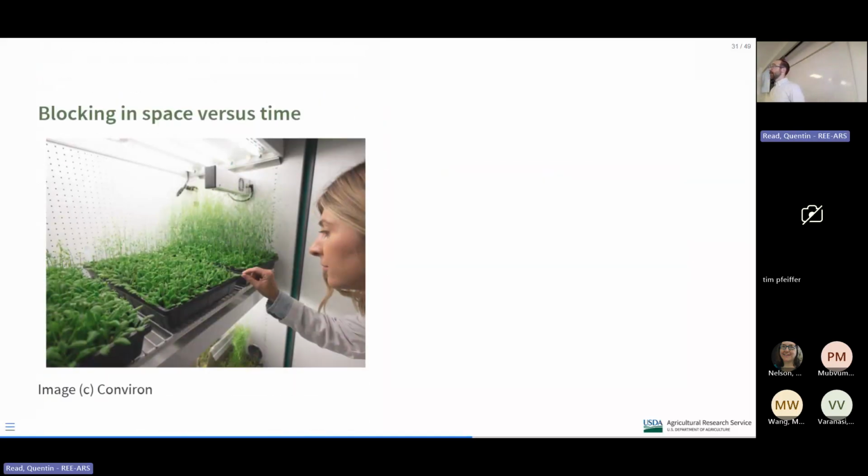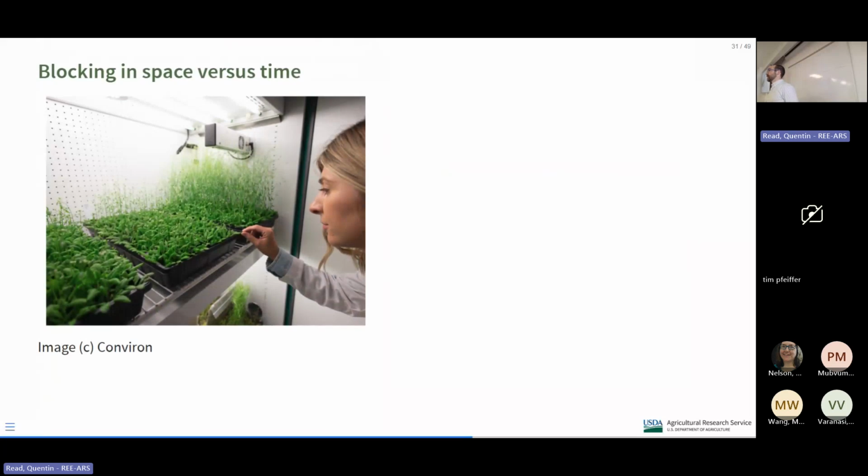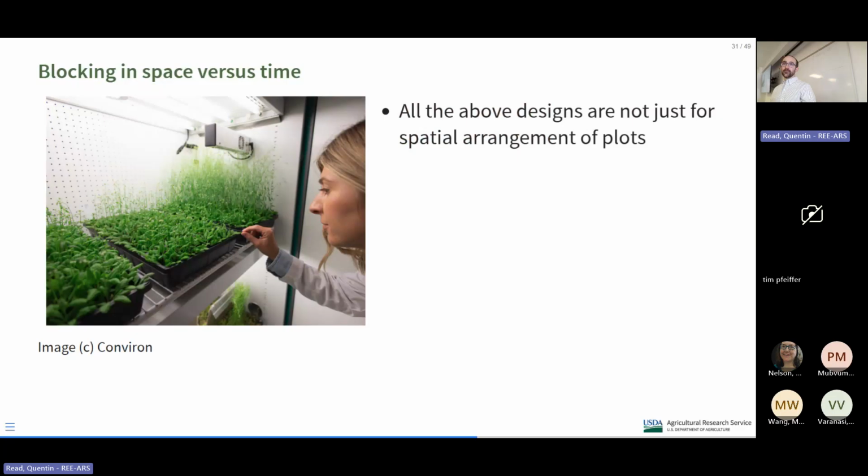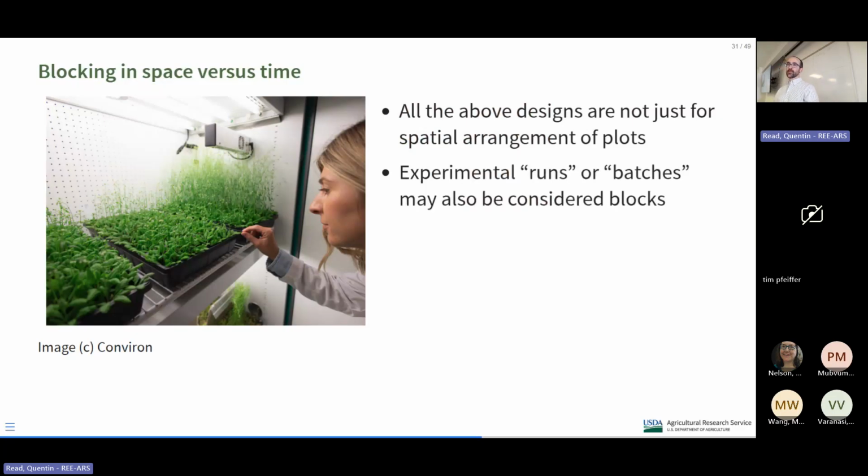And the blocking is something that I've been talking about as plots in a field, that's blocking in space, but it doesn't always have to be in space. There's also blocking in time. It's not just for spatial arrangement. Like if you only have one or two growth chambers, but you run the experiment multiple times, like in batches, those are considered blocks as well.